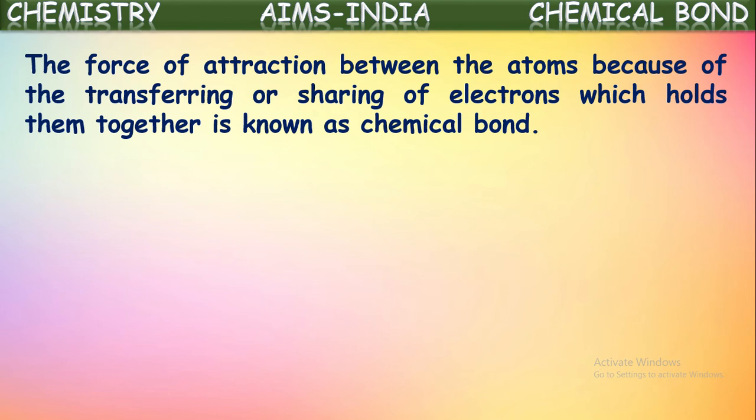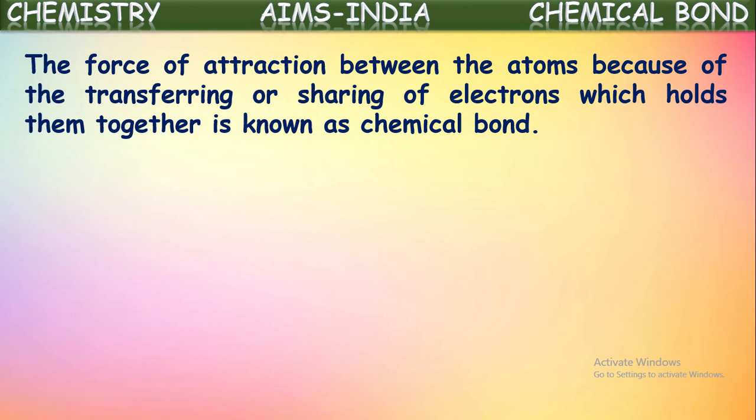So in that way, the force of attraction between the atoms because of the transferring or sharing of electrons, which holds them together, is known as chemical bond. As we said, these atoms do not have octet or duplet and hence they are unstable. So in trying to become stable, they try to attain stable electronic configuration, that is duplet or octet.